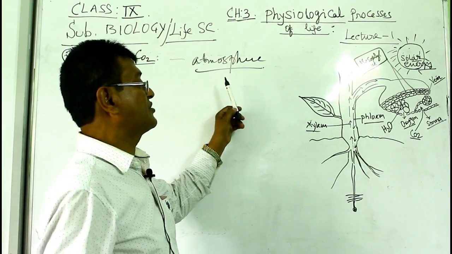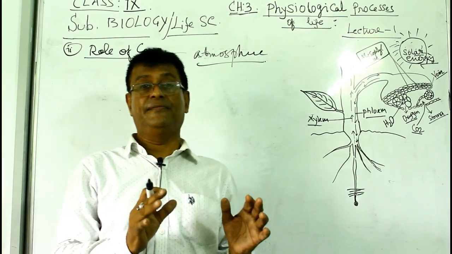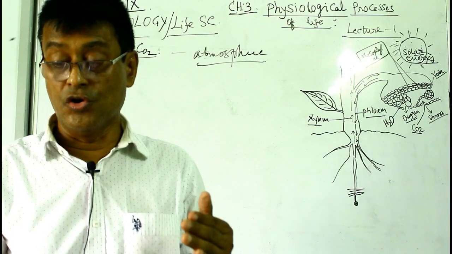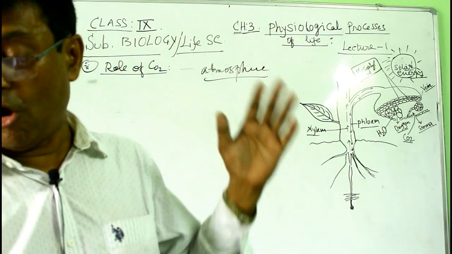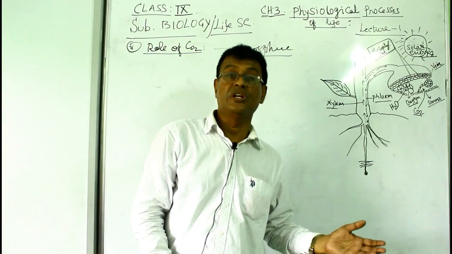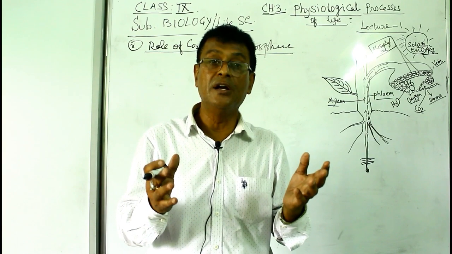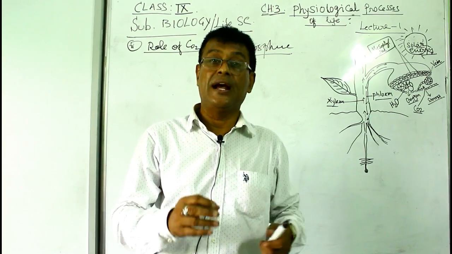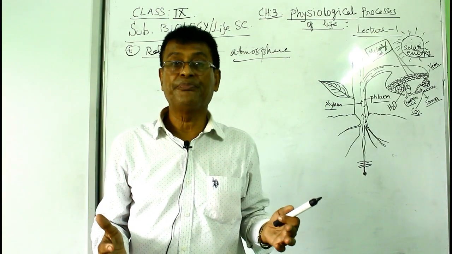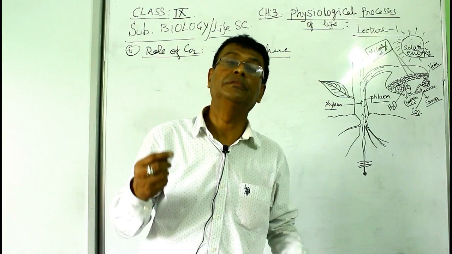So carbon dioxide is taken in and carbon is assimilated. That means carbon is used along with oxygen to make glucose molecules. And this glucose molecule is the food prepared by the plants. Till today, next we will discuss the role of water, etc. Thank you and have a nice day.